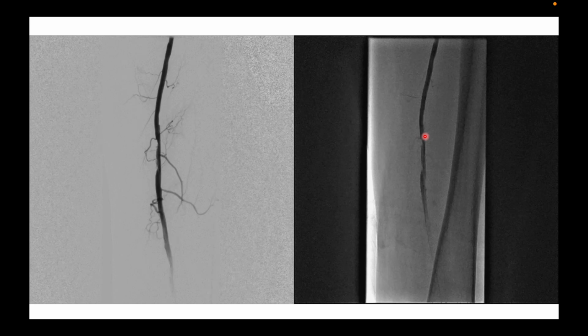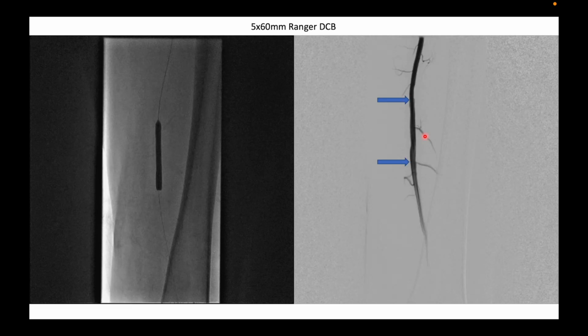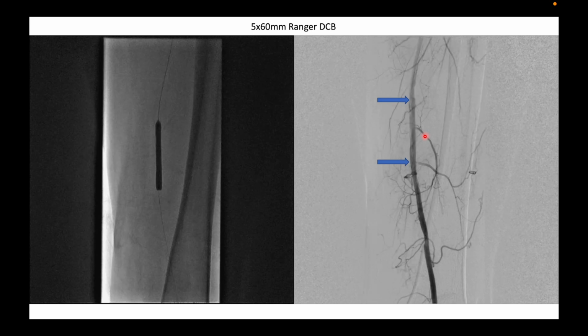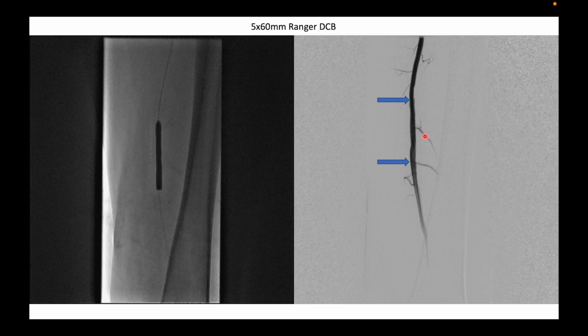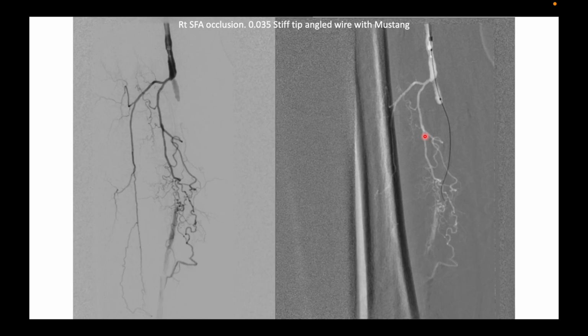And that's the balloon that has been taken and the ballooning is being done. This is a 5 by 60 millimeter Ranger drug coated balloon from Boston Scientific and that's the final result. So no stent put in, no flow limiting dissection, nothing, and the drug coated balloon works perfectly well for these lesions. Now this is a right SFA occlusion.